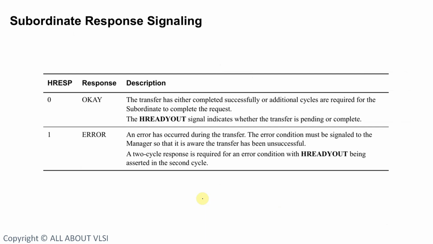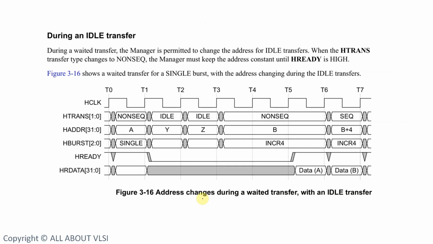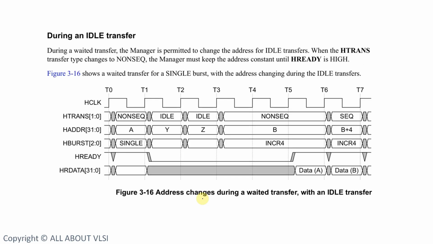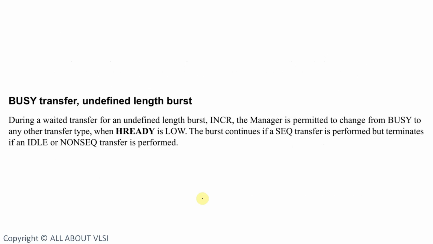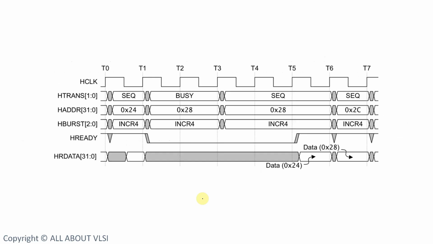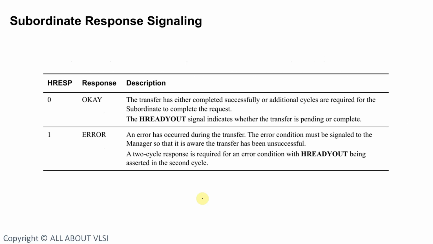In this video, we are going to discuss the subordinate response signal, what the transfer type should be when you are in the idle state, and what it should be when you are in the waited state, like what should be the busy transfer. Everything we are going to discuss in this particular session. So let's start discussing this subordinate response signaling.